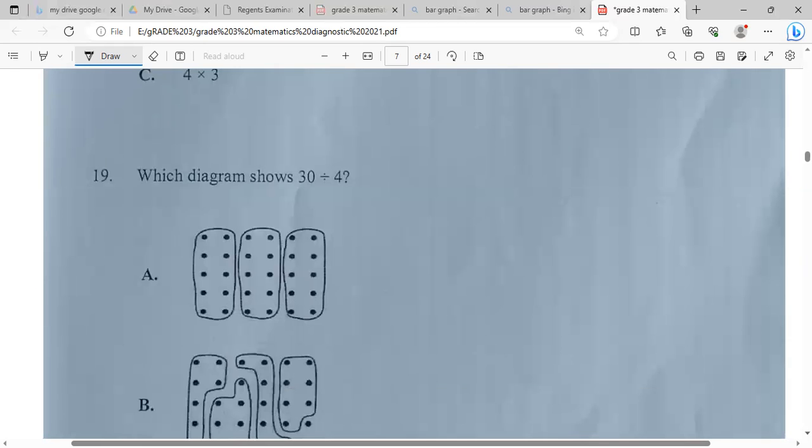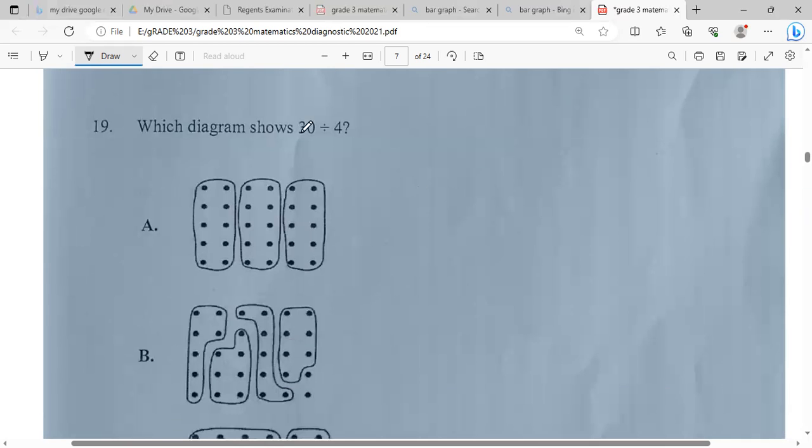Number 19, which shows 30 divided by 4. Now 30 divided by 4 would give us 4 sevens, 28. So we're going to get 7 in each group. So we're going to look for the one with 7. 1, 2, 3, 4, 5, 6, 7. And remainder 2, right? So clearly we can see that it's B. 2, 4, 6, 7. 2, 3, 4, 5, 6, 7. Yeah. So it's B. And them almost tricked me, guys.